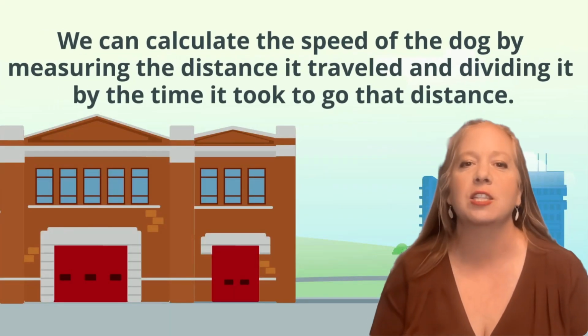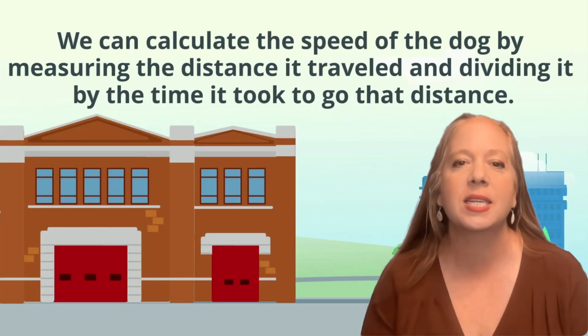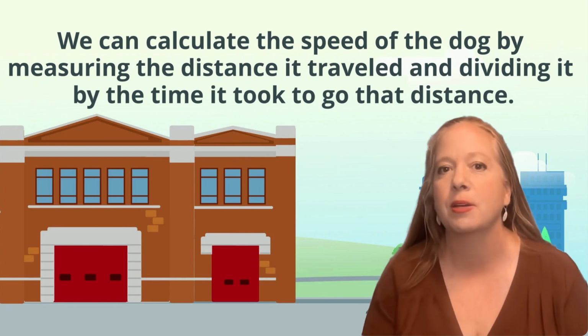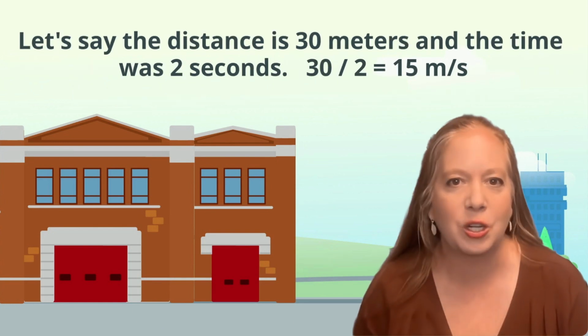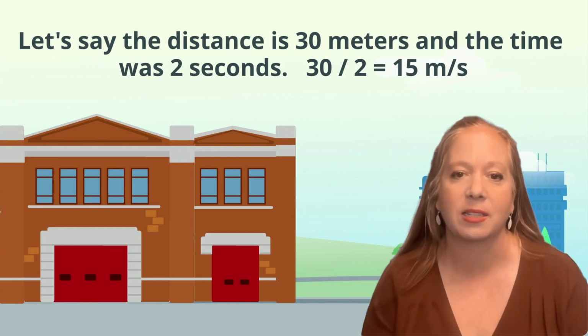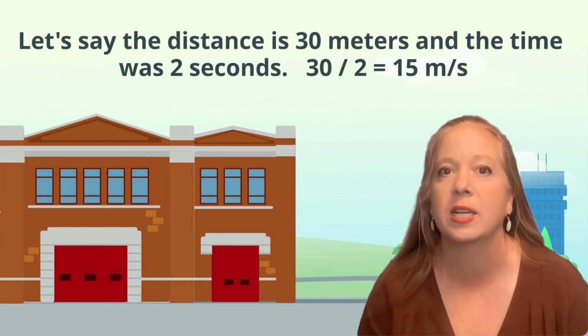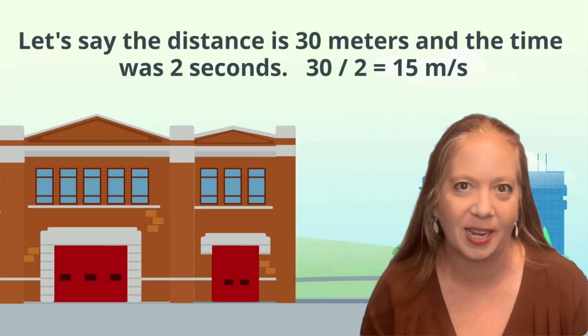So we can calculate the speed of the dog by measuring the distance traveled and dividing by the time it took to go that distance. Let's say that the distance is 30 meters and the time was 2 seconds. 30 divided by 2 would give us 15 meters per second.